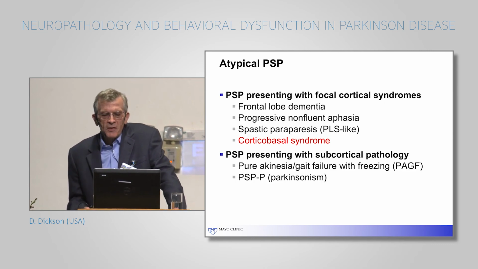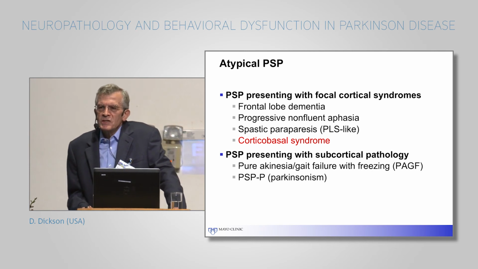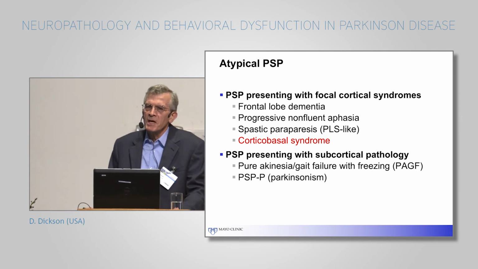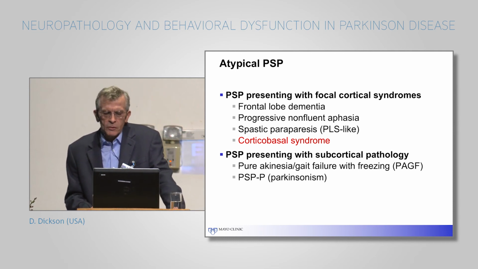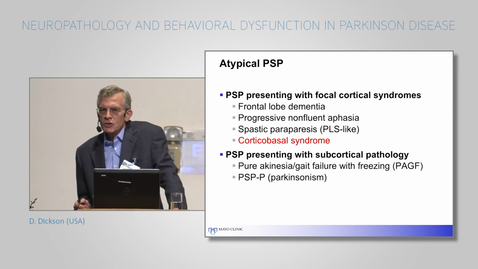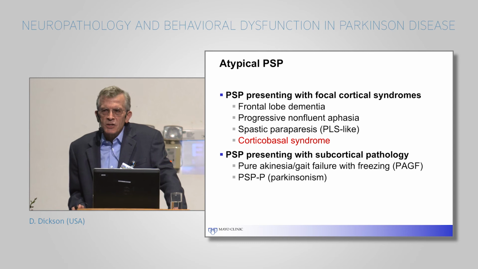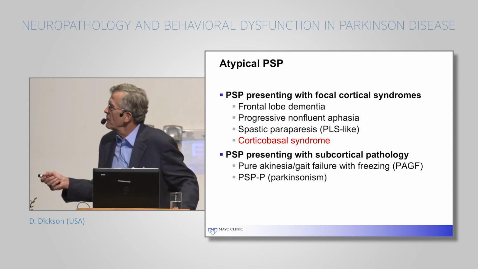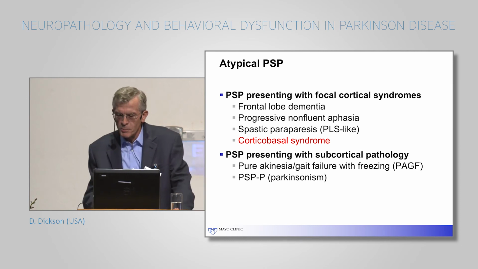PSP can have atypical presentations. We usually think of it as a symmetrical disorder, but some of the patients have asymmetrical clinical features and may have cortical features, and they actually get diagnosed as corticobasal degeneration. Some of the patients with PSP actually have a levodopa-responsive syndrome, at least initially, and this is referred to by Williams and colleagues from the Queen Square group as PSP Parkinsonism.